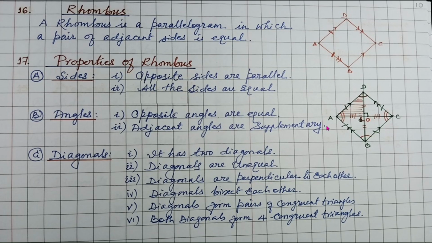Diagonals are unequal, that means AC is not equal to BD. Diagonals are perpendicular to each other, that means AC is perpendicular to BD. Diagonals bisect each other, that means O is the midpoint of both the diagonals AC and BD, and diagonals form pairs of congruent triangles. Please remember this. The diagonals divide this rhombus into pairs of congruent triangles, and both the diagonals form four congruent triangles here. So the triangle AOD, triangle COD, triangle AOB and triangle COB are congruent triangles.